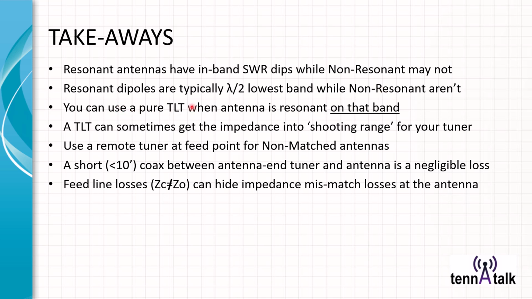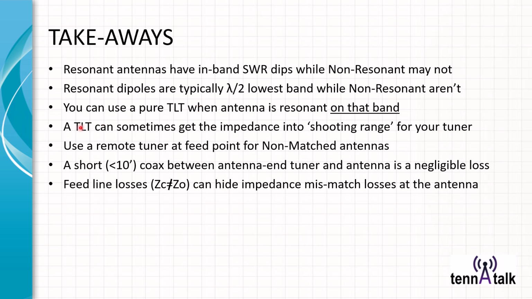You can use a pure transmission line transformer when the antenna is resonant on that band. That's what you see with an end-fed half wave. And if you're very careful with the end-fed resonant half wave and give it the right capacitance loading on that band, you can get pretty good matching on the main bands, not the WARC bands, but 40, 20, 15, and 10.